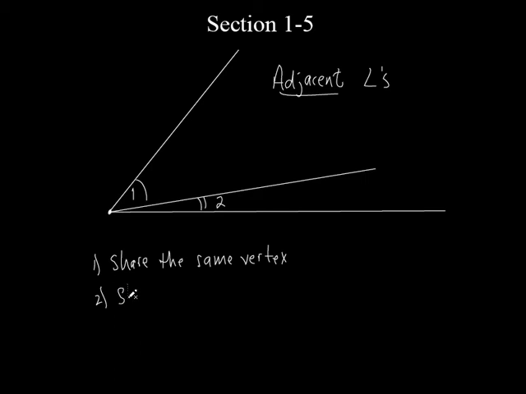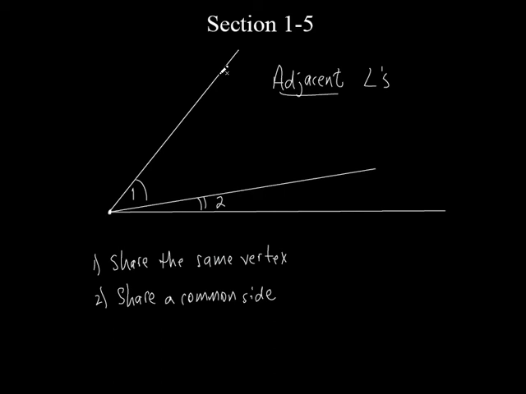They also have to share a common side. So these two things must be true in order to be adjacent angles. They have to have a common vertex and they have to have a common side.